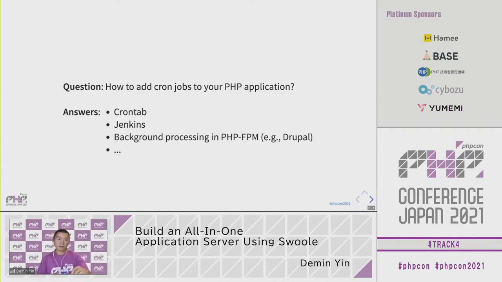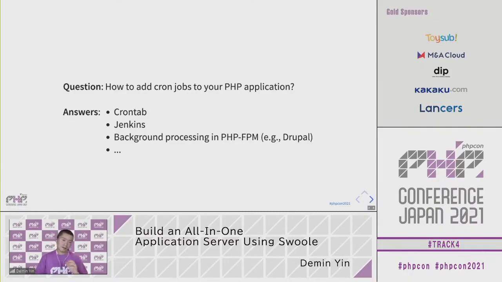But look at these solutions. They have different side effects. Either they rely on a third-party system like Jenkins, or they have some performance impact on your server. Those implementations could slow down your server somehow. Now, here we are going to discuss how to add all these features, like cron jobs and task queues, within the same PHP or Swoole-based application server.